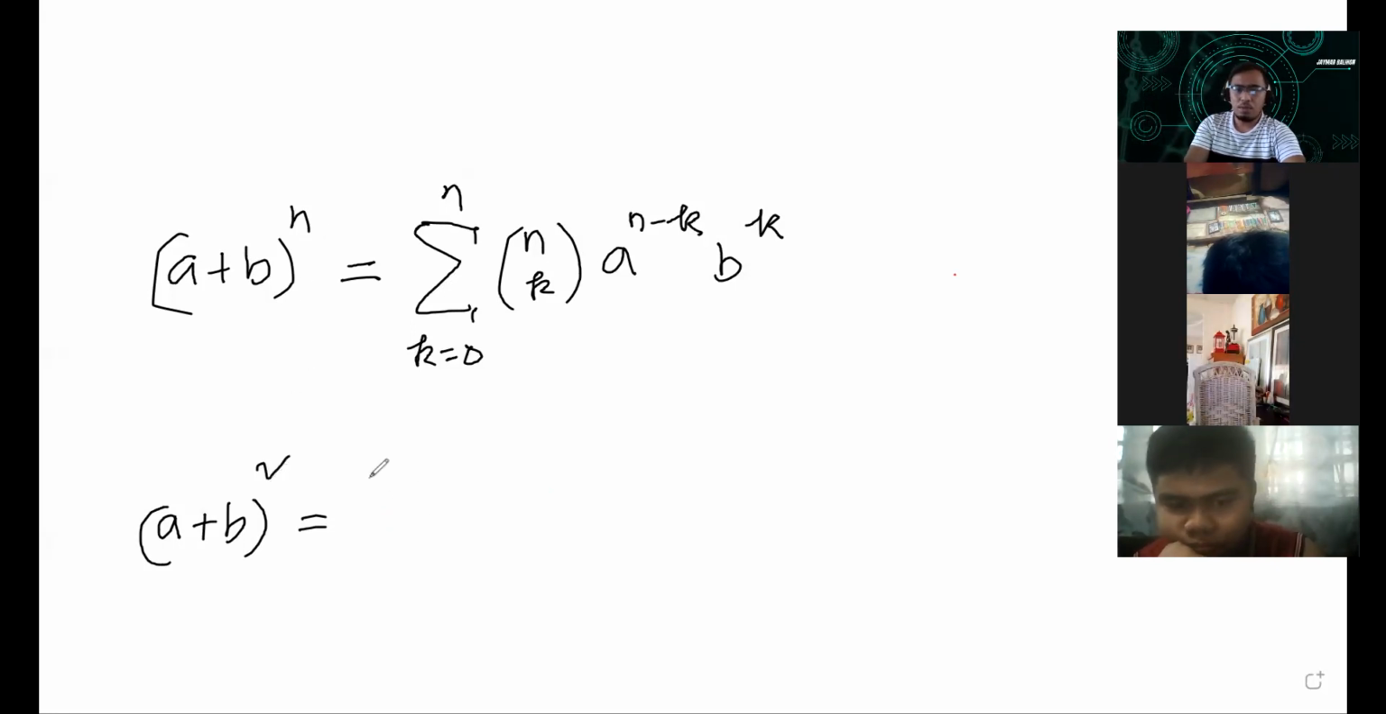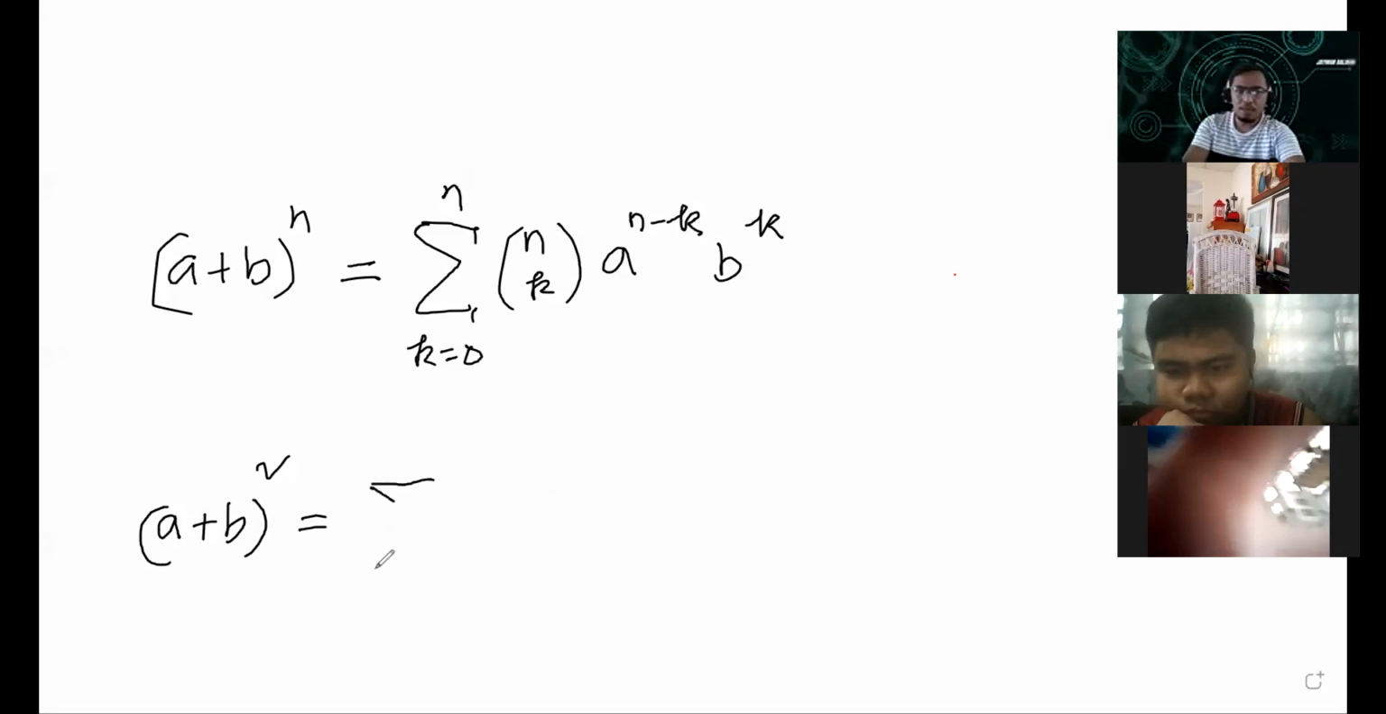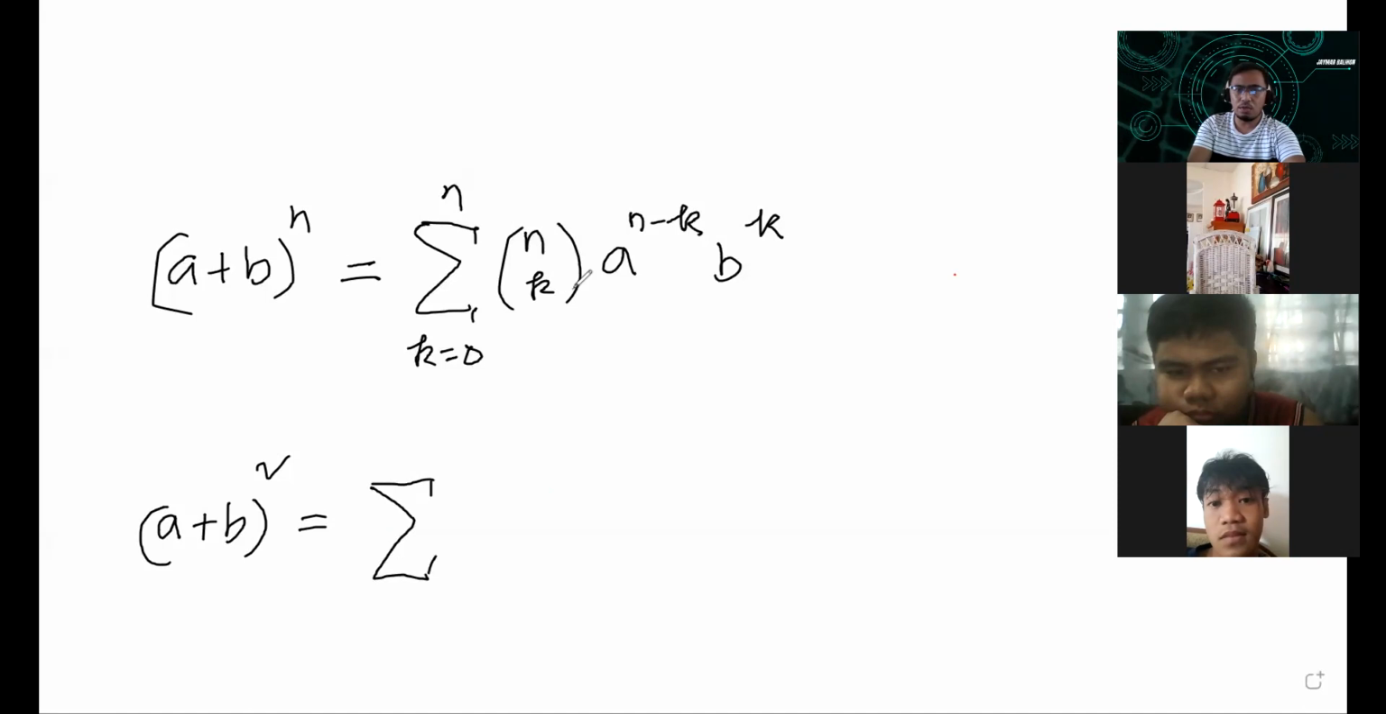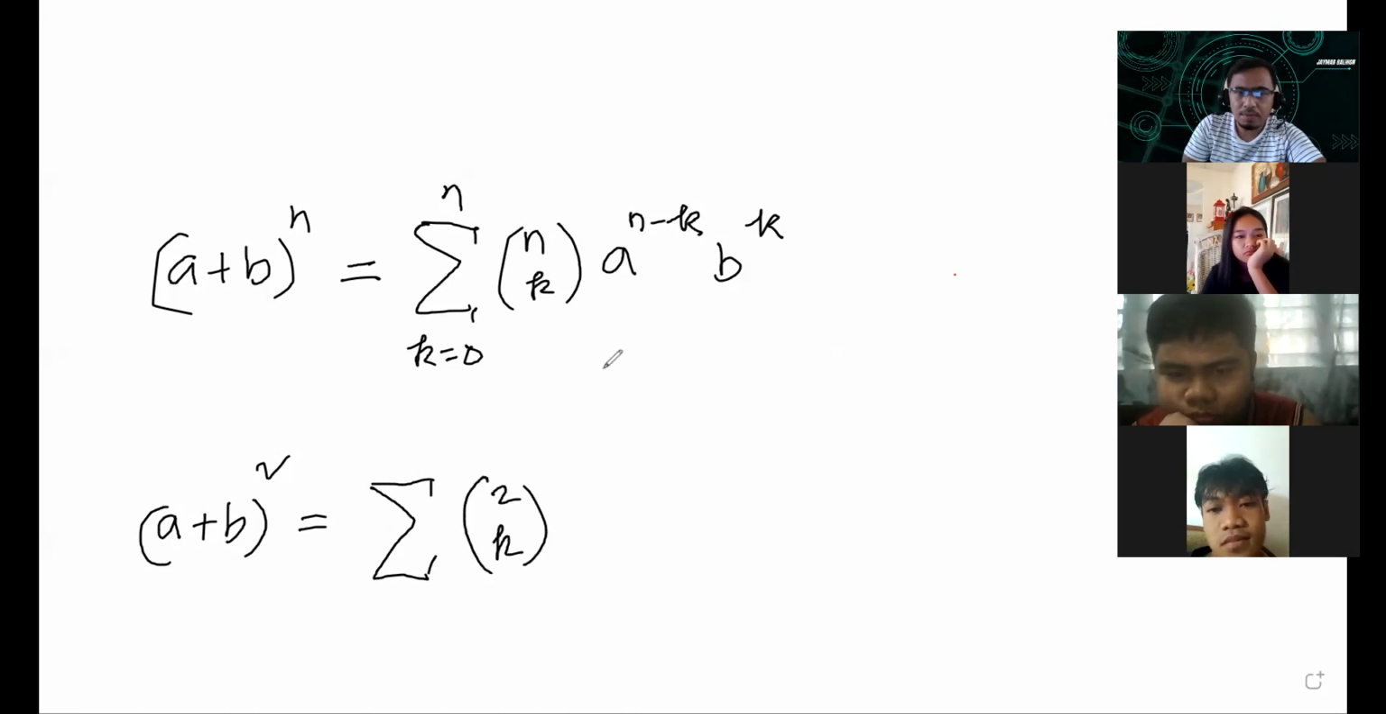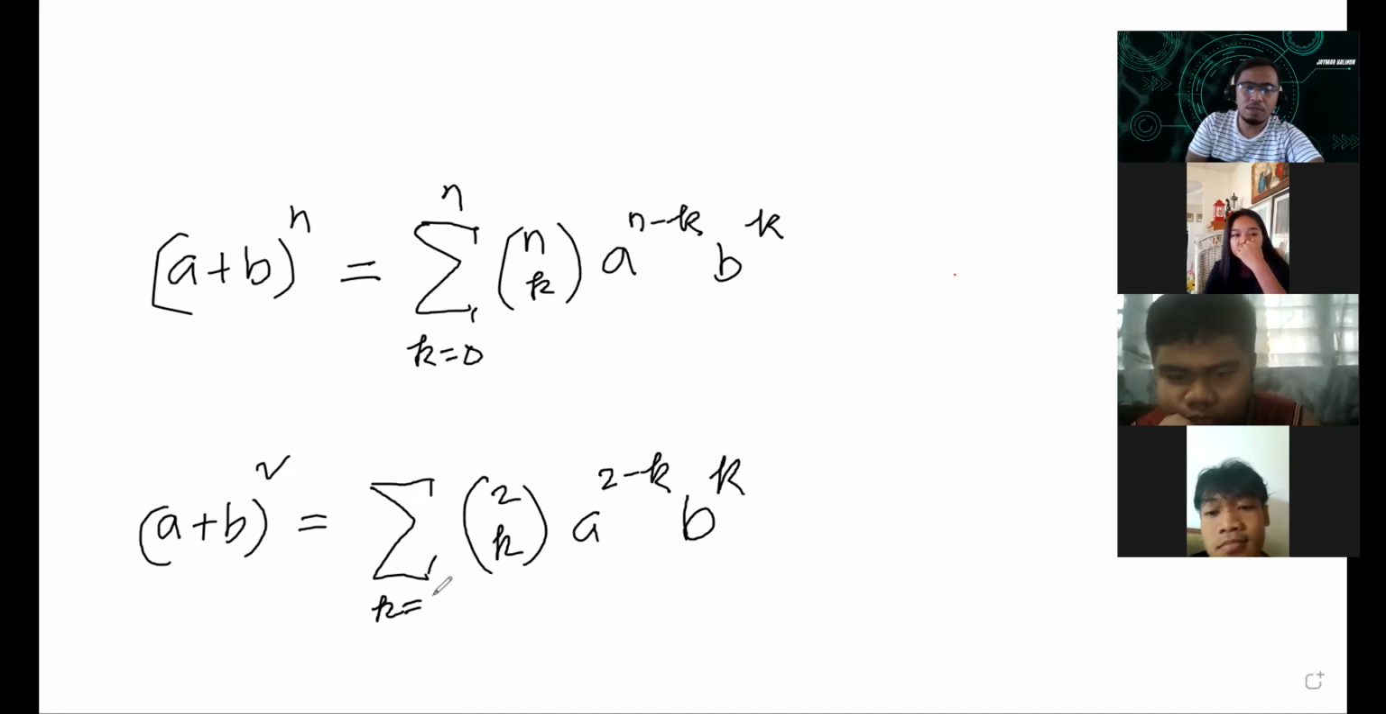So it will be now the summation of, in this case your n is 2, so you will replace all n by 2. It will be now 2 taken k. Your first term here is still a, so it is a raised to 2 minus k, and here will be b raised to the power of k, where k ranges from 0 until 2.